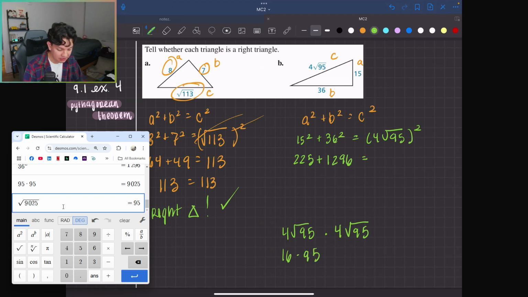So what this basically is just 16 times 95. And what is 16 times 95? 1,520. Let's see if it's the same thing on Desmos, okay? So 4 root 95.